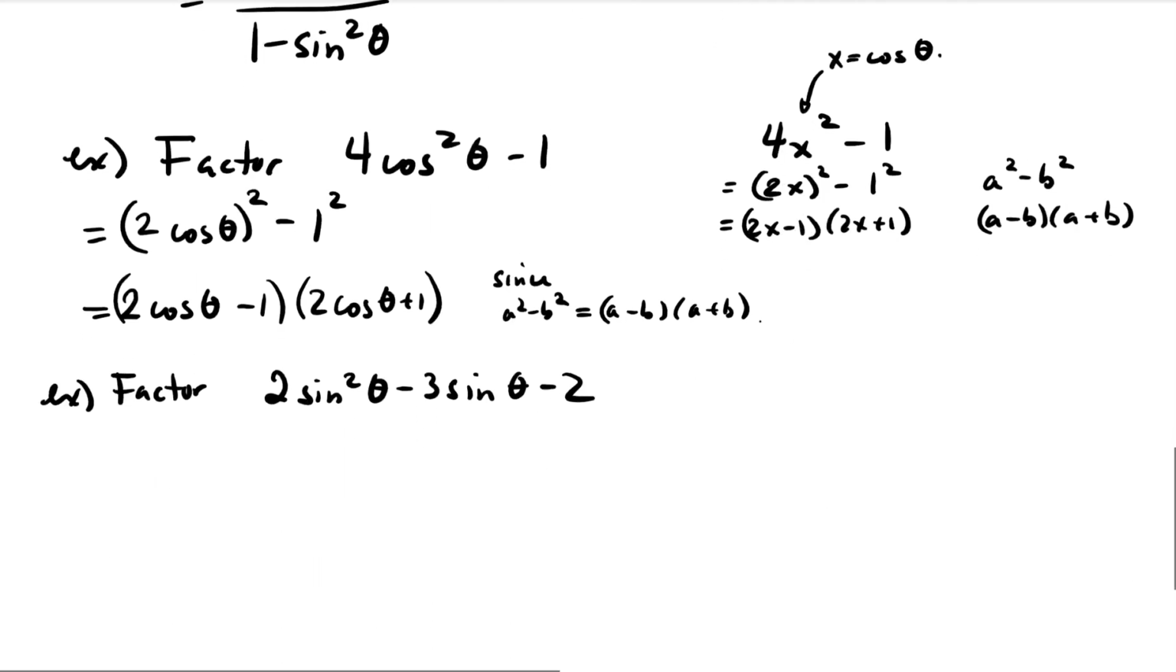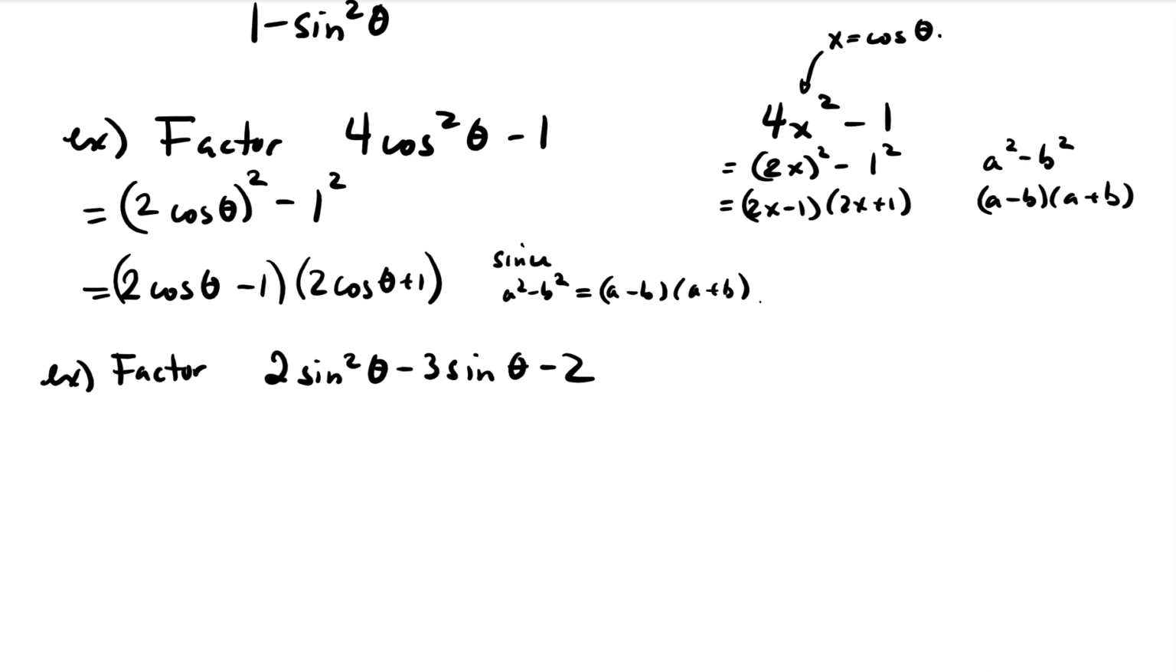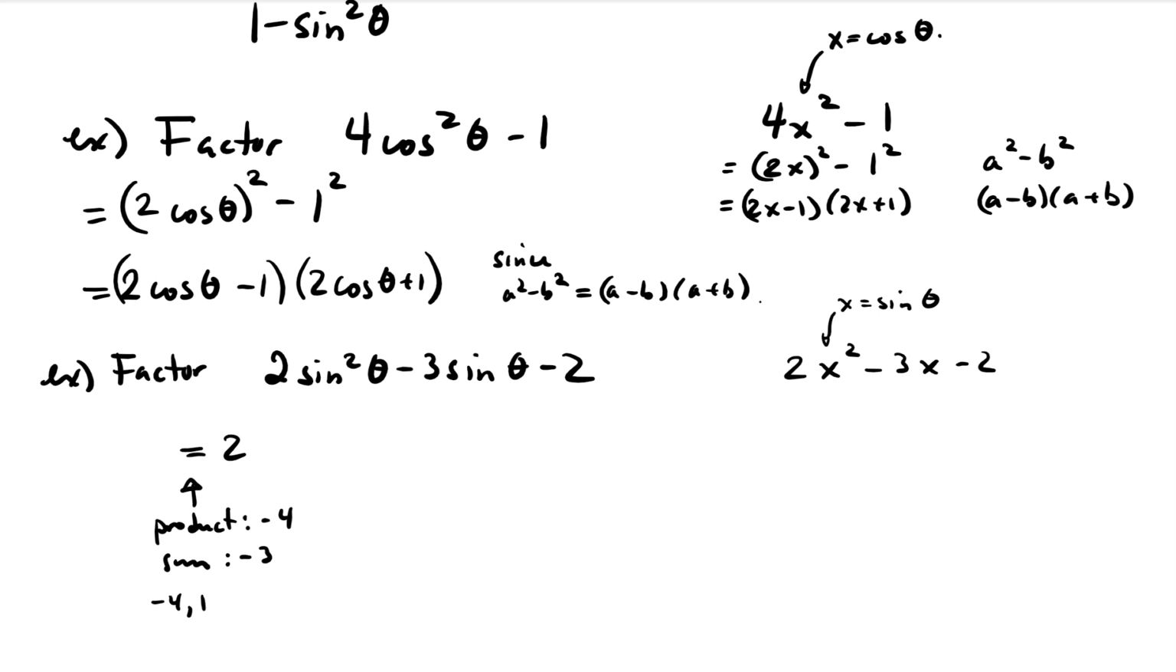Maybe last example, look, we can even factor something like that. So this one's very similar to 2x squared minus 3x minus 2, where x is sine theta. So if we can factor 2x squared minus 3x minus 2, we can surely factor that trig function. So the same rule will essentially apply. So we're going to try to find two numbers such that the product is minus 4 and the sum is minus 3. So what are those numbers? So minus 4 and 1 will do.